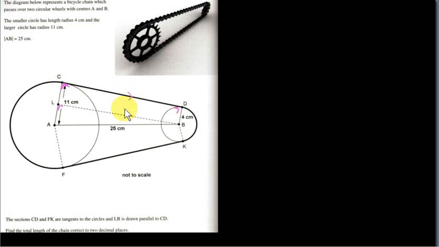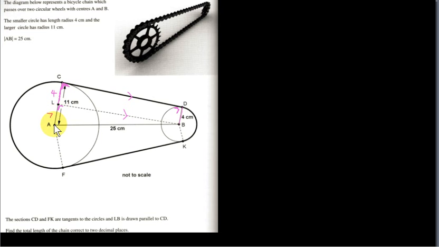This line here is parallel to this line here, as I said already, which means that this shape here is a parallelogram. As a matter of fact, it's a rectangle. It's a parallelogram that is a rectangle, so the opposite sides are equal. So if this is 4, then this distance here is also 4. Now the total distance of C to A is 11, so 11 minus 4 is 7. So the distance AL is 7.